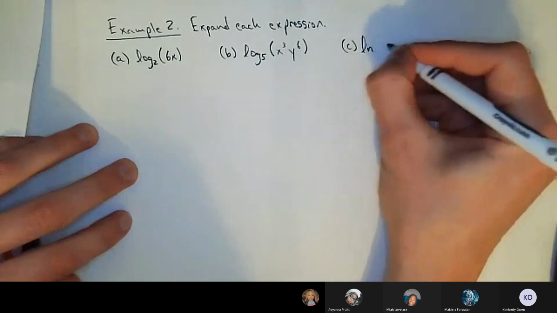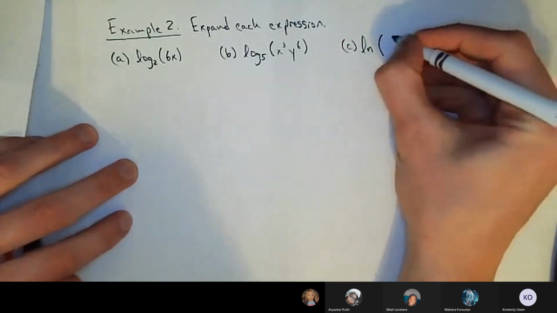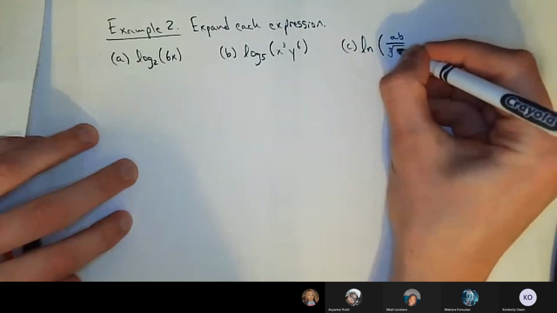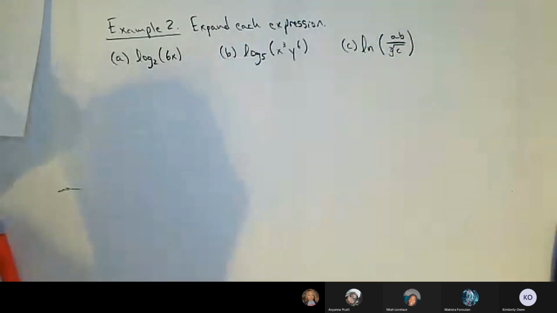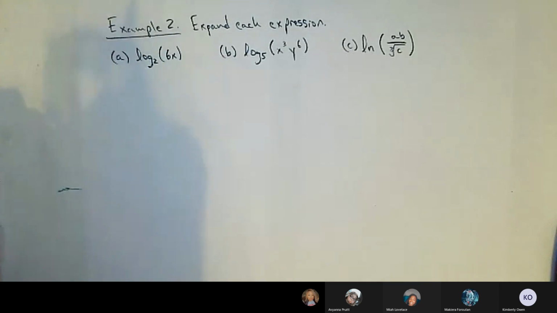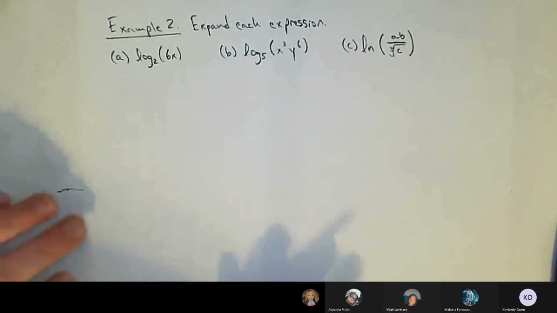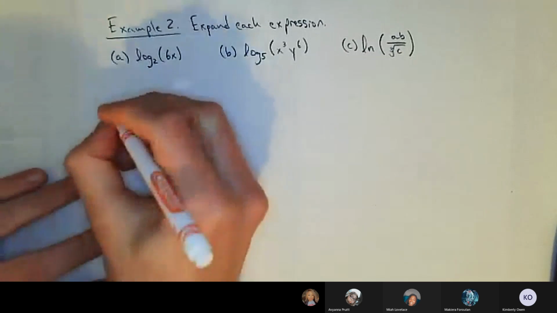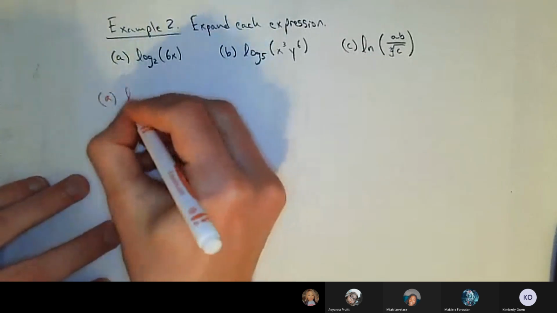So the idea is that in the end, we will have only one thing inside each log expression. Like the input for each log should only be one number. No exponent, no root, no product, just one thing. Okay, so let's look at this first one.